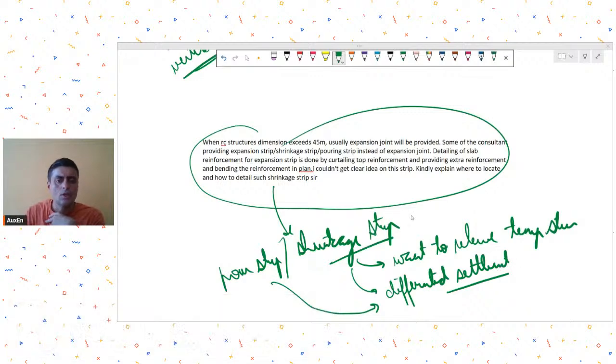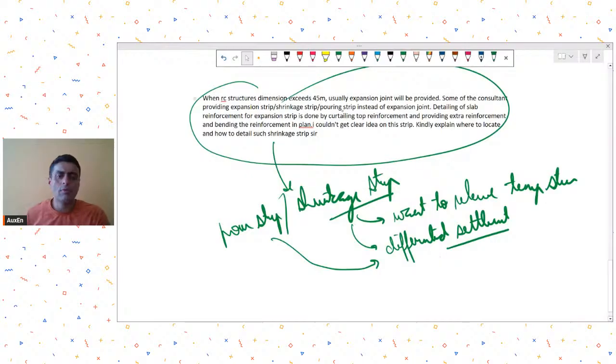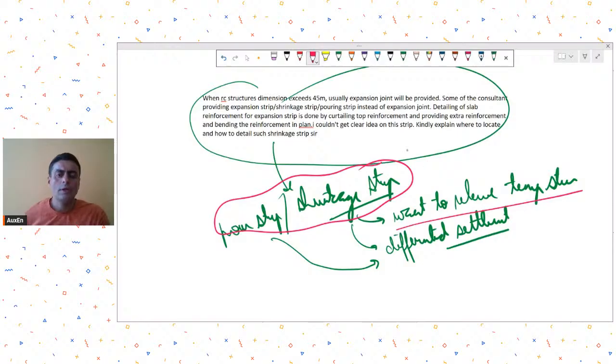Right. Okay. So coming back to the question asked by Engineer Dinesh. So where do we provide pour strips or shrinkage strips? Wherever you want to relieve the stresses. Those stresses may be due to excessive temperature related stresses because of long lengths of your structure, or where you have a possibility of differential settlement, and over there you want to relieve your slab of differential settlements. There also you could provide these types of pour strips.